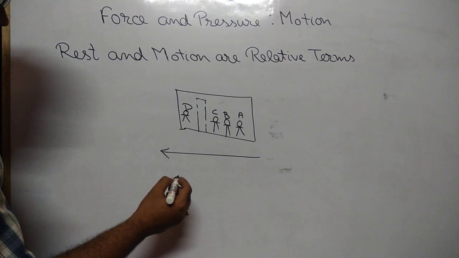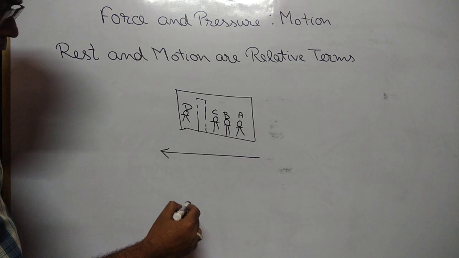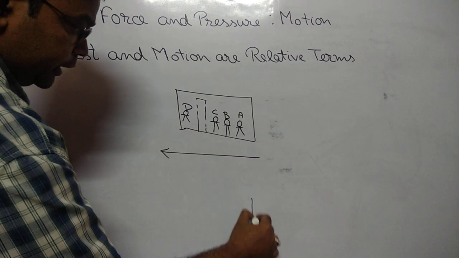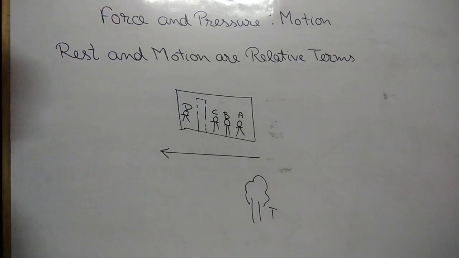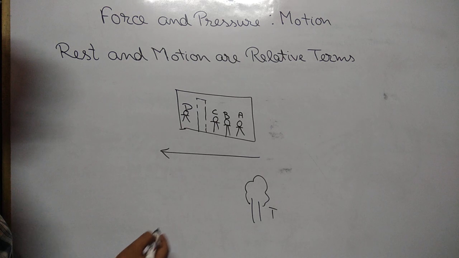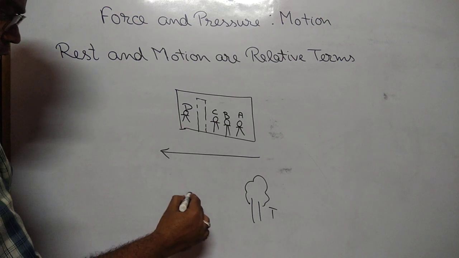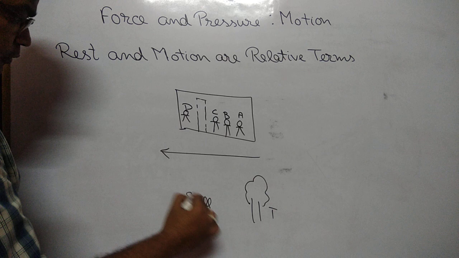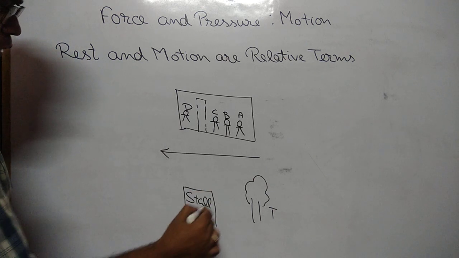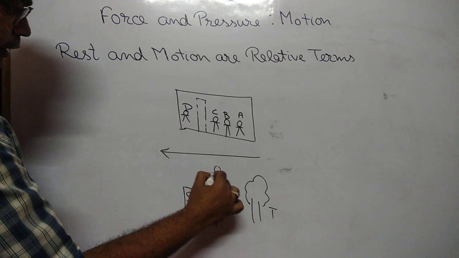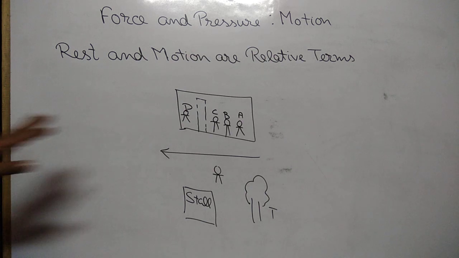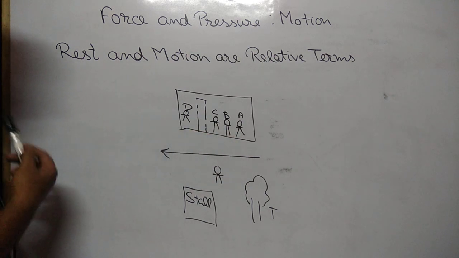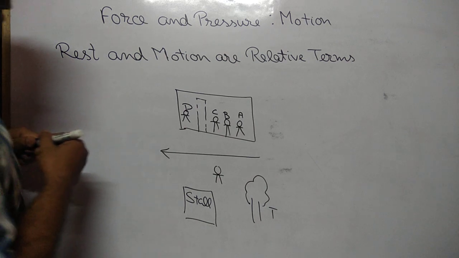Outside the bus, we have some reference points. One is a tree, T, and there is a tea stall. Also, one person is standing in front of the stall. The bus is moving in this direction, the driver is moving, and this is me.